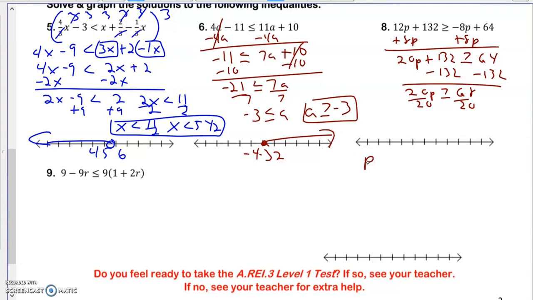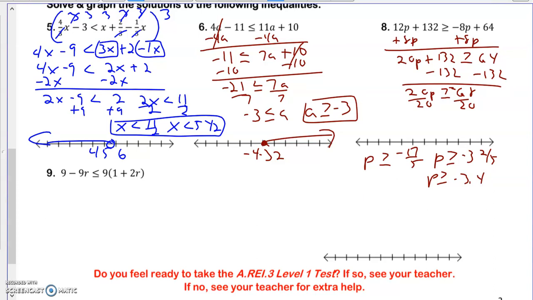is greater than or equal to, and I have to reduce this, it should be a negative 68, negative 68 over 20. I've got to reduce that, and I'm going to get negative 17 over 5, or negative 3 2/5, or p is greater than or equal to negative 3.4. So when I graph it, it's going to be between negative 3 and negative 4.